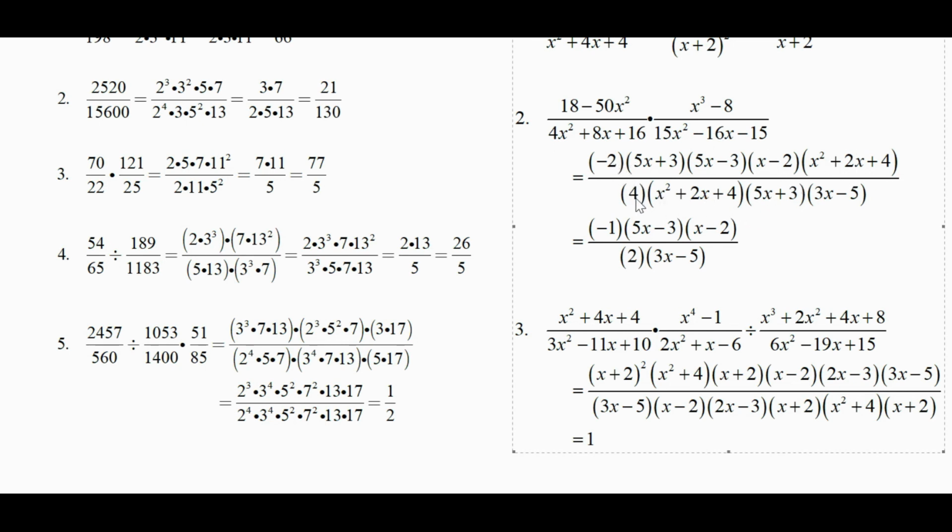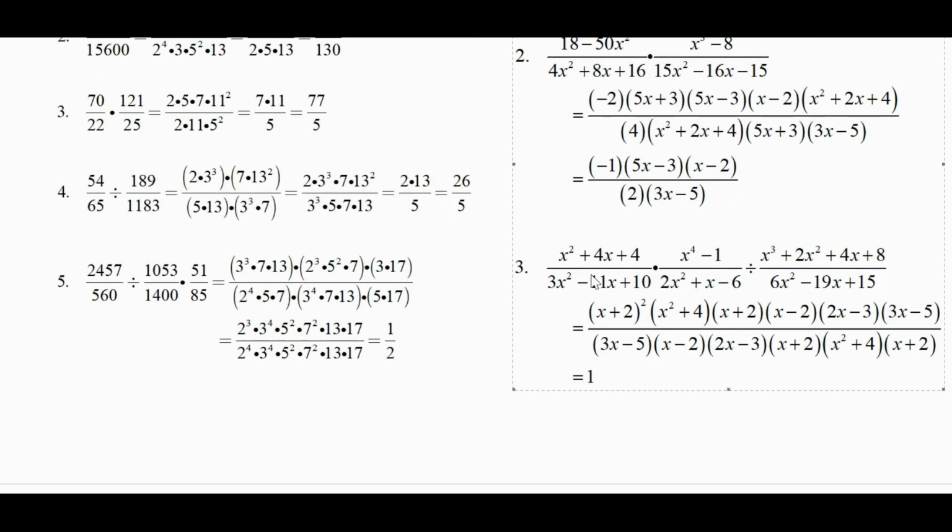The 2 and the 4 cancel, leaving a 2 in the bottom that's negative. So I can put the negative somewhere. I'll put it up here. The 5x plus 3's cancel. We still got the 5x minus 3. Still got the x minus 2. But these guys right here cancel. And the 3x minus 5 is left at the bottom. And so unlike the number parts over here, I'm not going to FOIL this back out, multiply it back out, I'm going to leave it factored over here.